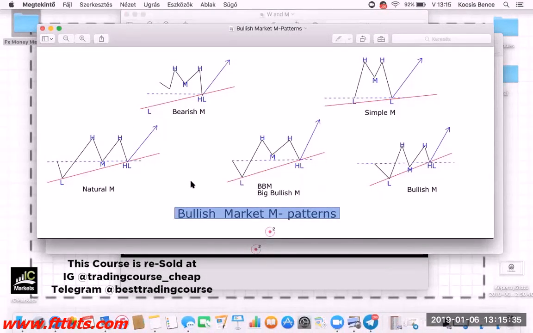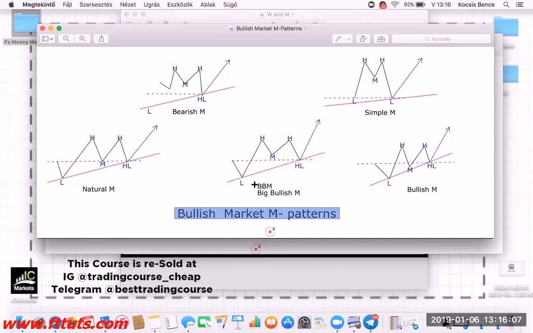We have 5 types of Ms on the bullish market. The first one is the natural M. You have a low, you have a higher low, you have highs, and you have middles. The important thing, we have a trend line, and we have the same highs and the same lows, and the lows find strong support and resistance if you look left. This is the natural M.